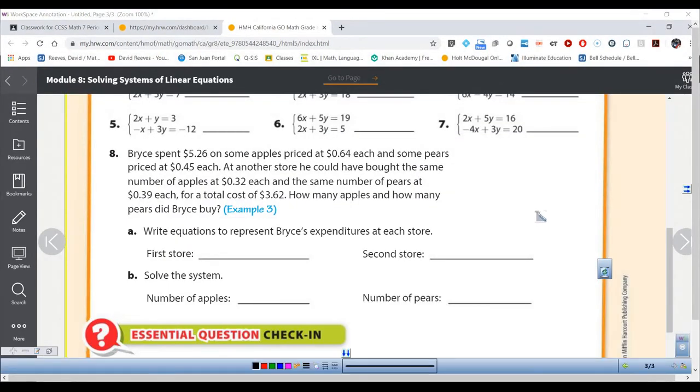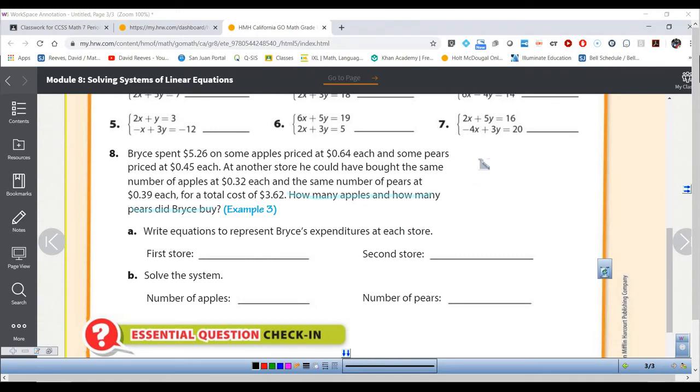I think this one right here, we're just going to set it up and not do any of the solving. So we've got Bryce, and I'm not going to read through every word here. He spent some money on apples and some money on pears at one store. He could have gone to another store and spent more money on apples and more on pears and had a total cost. So how many apples and how many pears did he buy? Again, we're going to go to the end of the problem.